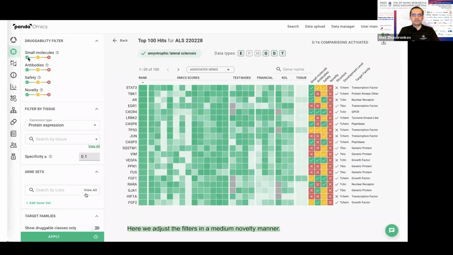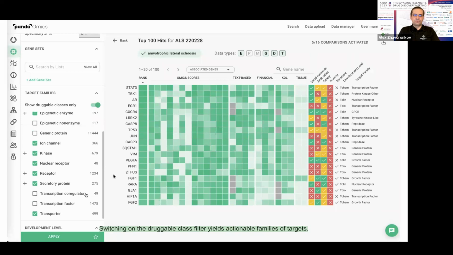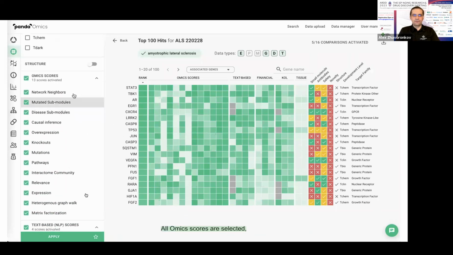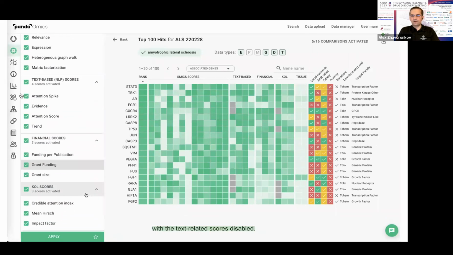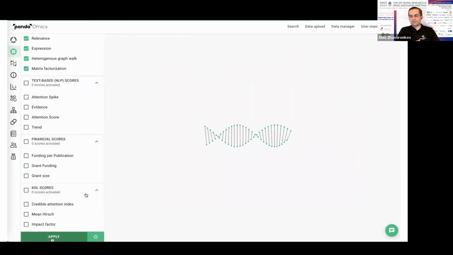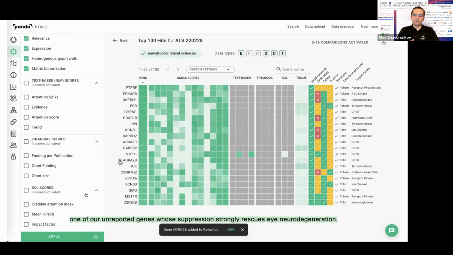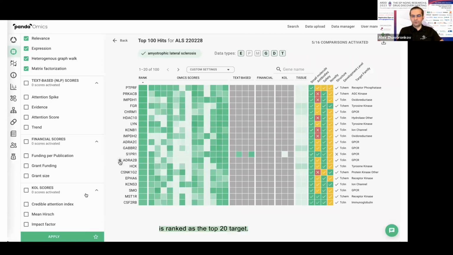And now let's look at different filters. So we can try to increase the druggability of those targets. So currently, as you can see, you've got a mix of druggable and undruggable targets. So now we've increased the druggability by small molecules, increased the level of novelty to yellow. So now they're moderately novel. And you can see the list of some targets that you might have never heard of before.